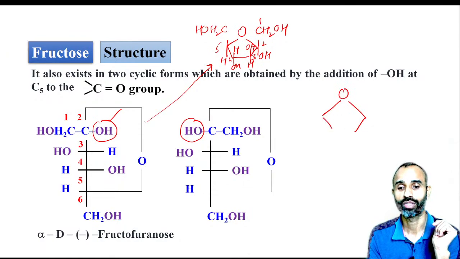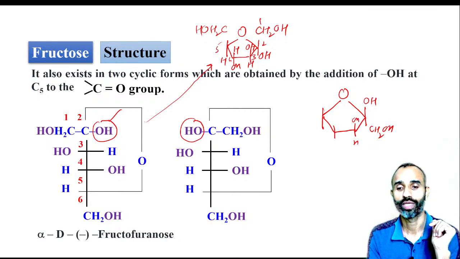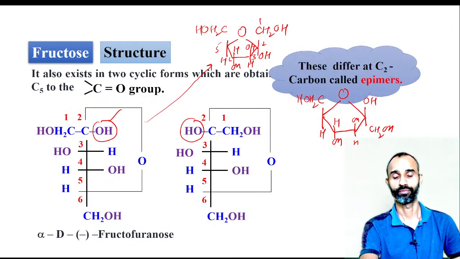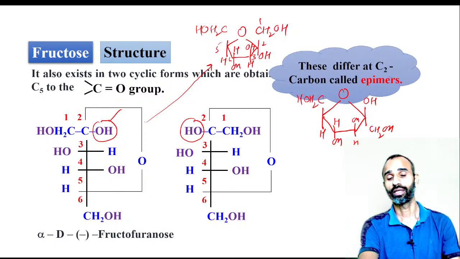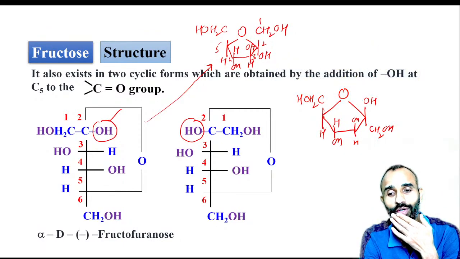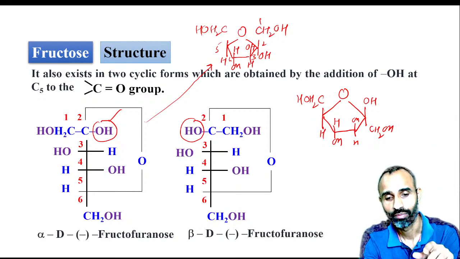Now tell me in this case. Yes, beta. And then it is OH H, H OH, and the rest are the same. So it is beta D negative fructofuranose. These differ at the second carbon. They are also, in ketoses, anomers. Beta D negative fructofuranose.